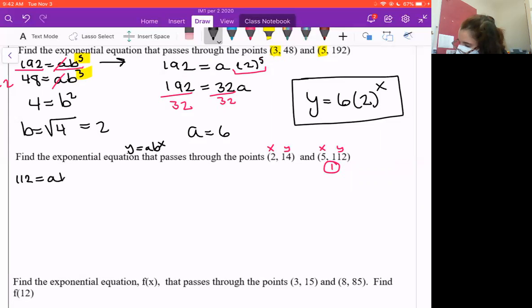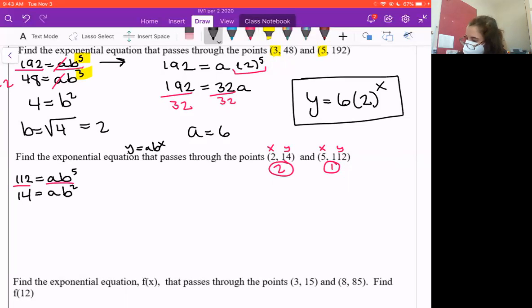equals a times b to the 5th. Point number 2 gives me 14 equals a times b to the 2nd. So I substitute in the a and the b, put the larger exponent on top because you'll end up with a positive exponent. So put the larger exponent on top.